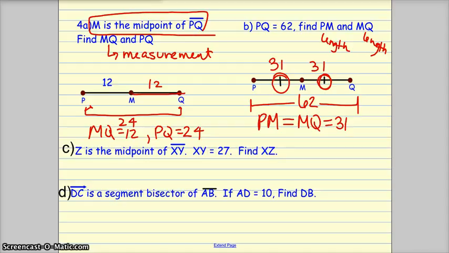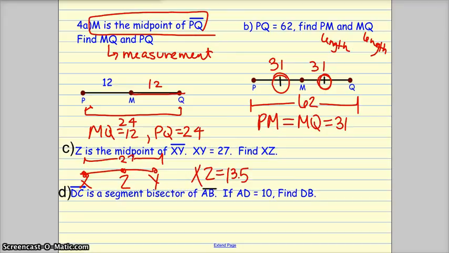Letter C. Z is the midpoint of XY, segment XY. Let's draw it. Here's X, here's Y, Z is in the center. If XY is a total of 27, it's asking me to find XZ. So half of 27, and that would be your measurement for XZ.